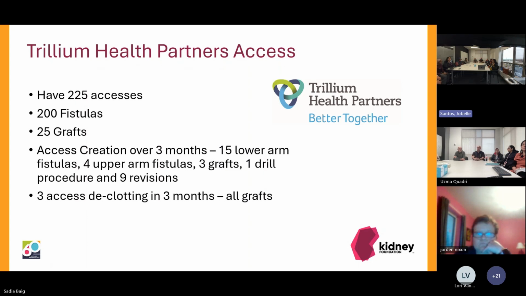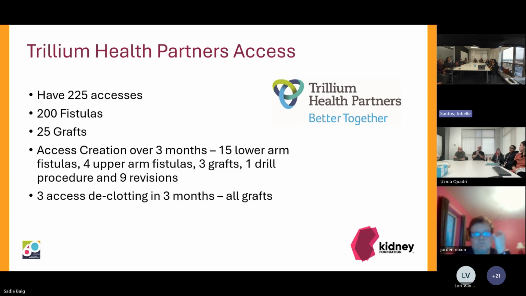Over time, it's the better access to have. We don't have the complications with the clotting. Okay, so I kind of looked at what we have done over the last 3 months. We've created 15 lower arm fistulas, 4 upper arm fistulas, 3 grafts, and we've done 1 drill procedure to correct that steal syndrome. Okay, and we've done 9 revisions.